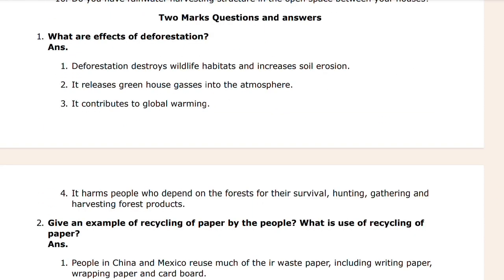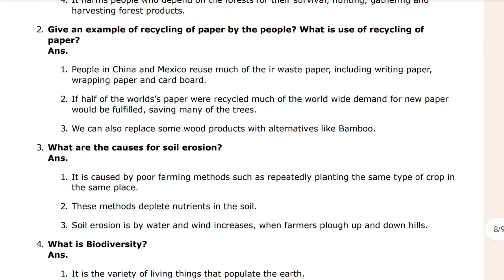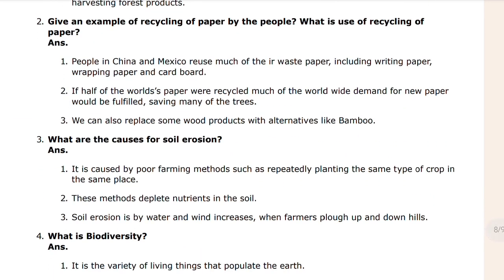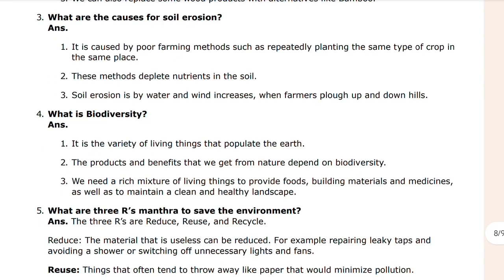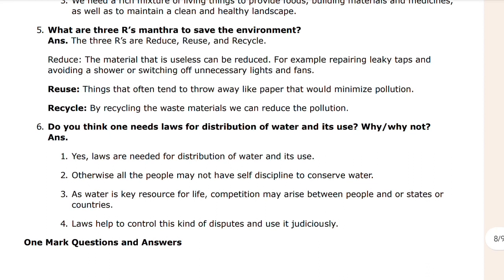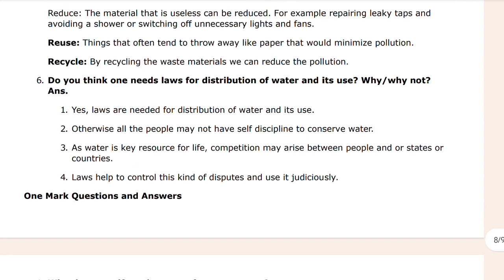Two more questions starting from here, and with the answers you can see. The first question: what are the effects of deforestation? Then give an example of recycling of paper. What are the causes of pollution? This is very important. What is biodiversity? And what are our mantras to save the environment? And the sixth question: do you think we need to conserve the resources? This is not necessary.